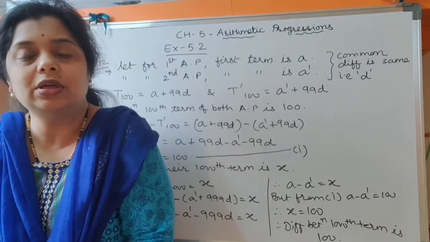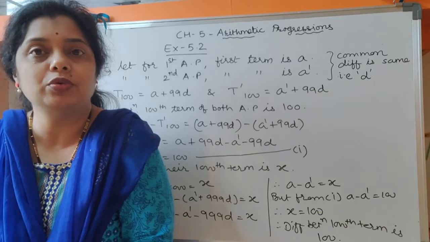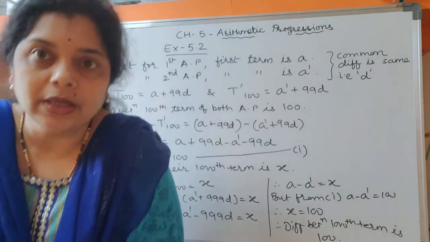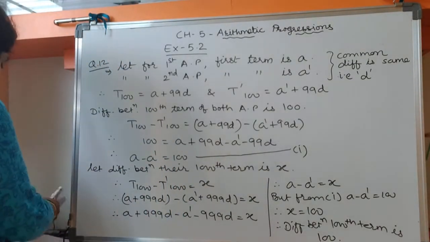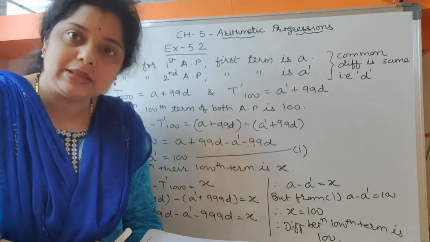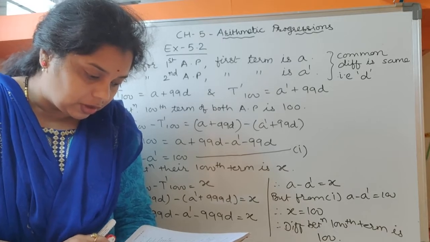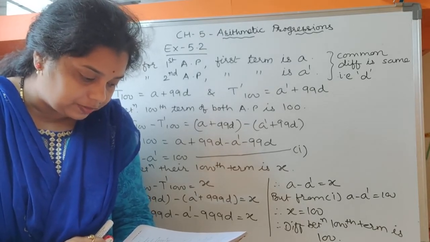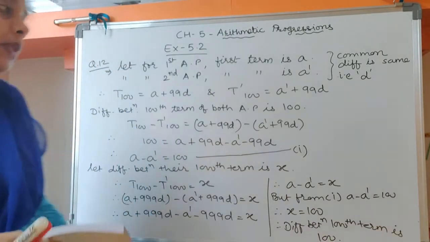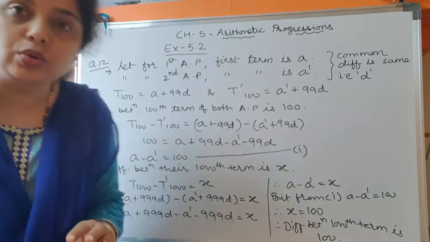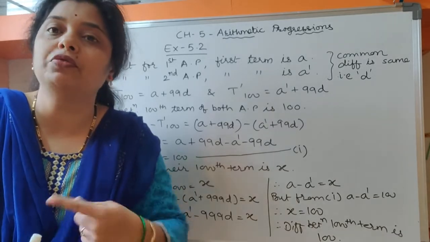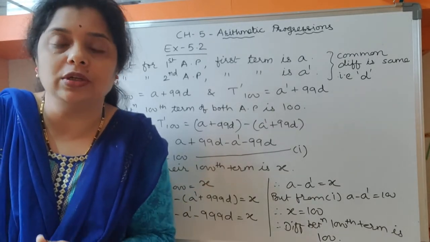Right, now we continue with exercise 5.1, and from today we will continue from question number 12. In question number 12, it is given that two APs have same common difference. The difference between their 100 term is 100. So what is the difference between their 1000 term? In this, it is given that there are two APs and the difference between their 100 term is 100, and we have to find out the difference between their 1000 term.